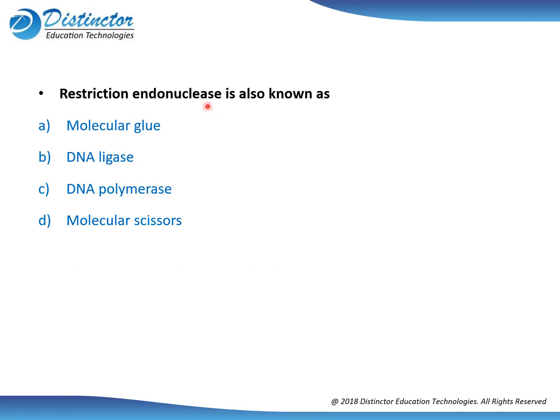The next one: restriction endonuclease is also known as molecular glue, DNA ligase, DNA polymerase, or molecular scissors. So this is going to be called molecular scissors.